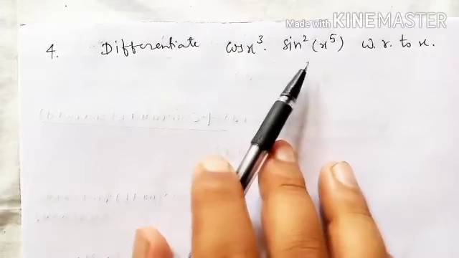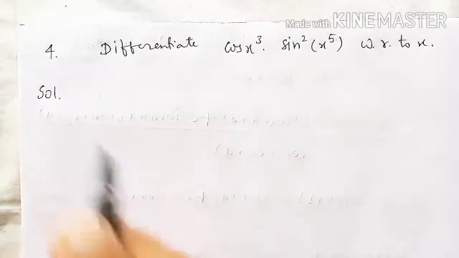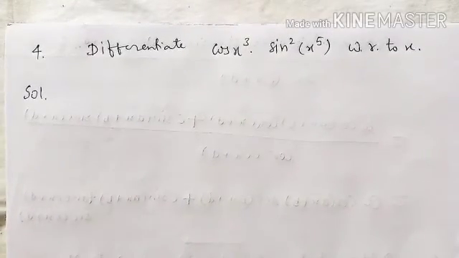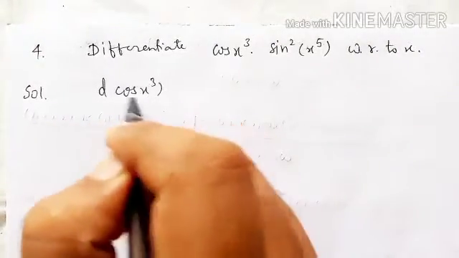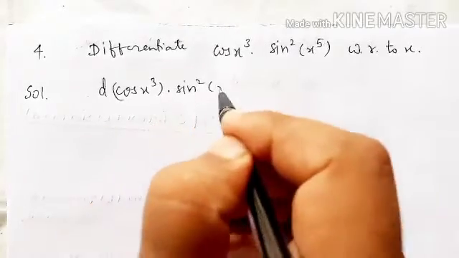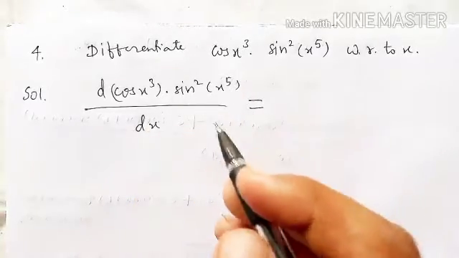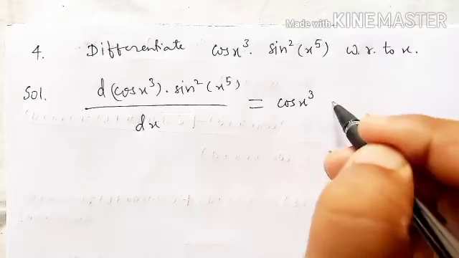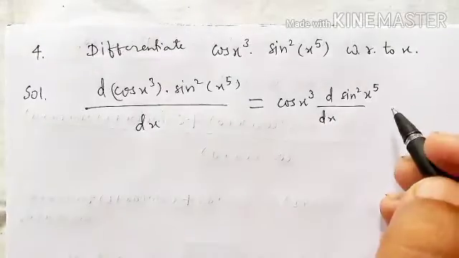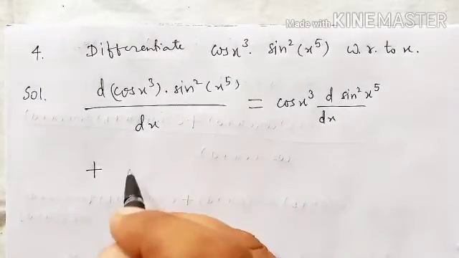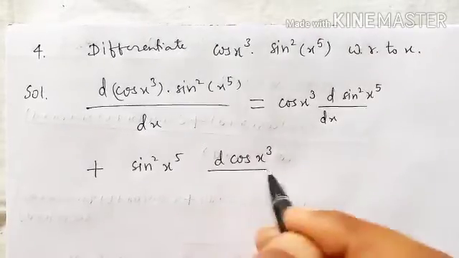Differentiate cos x³ into sin² x to the power 5 with respect to x. Solution. Here there are two functions whose product is given. So we know that the derivative of the product of two functions is the first function into the derivative of the second function plus the second function into the derivative of the first function.